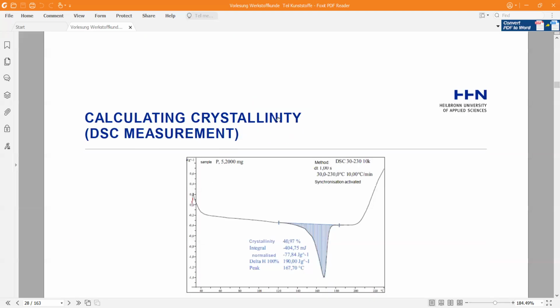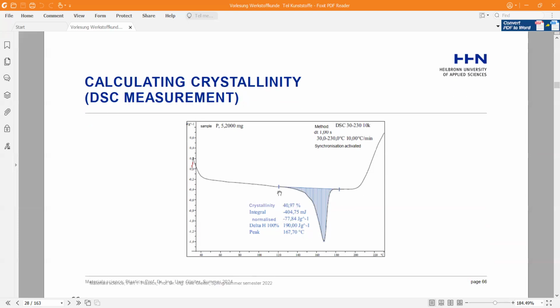Calculating crystallinity, DSC measurement. We have crystallinity 14.95%, integral normalized value delta H 90% and peak.